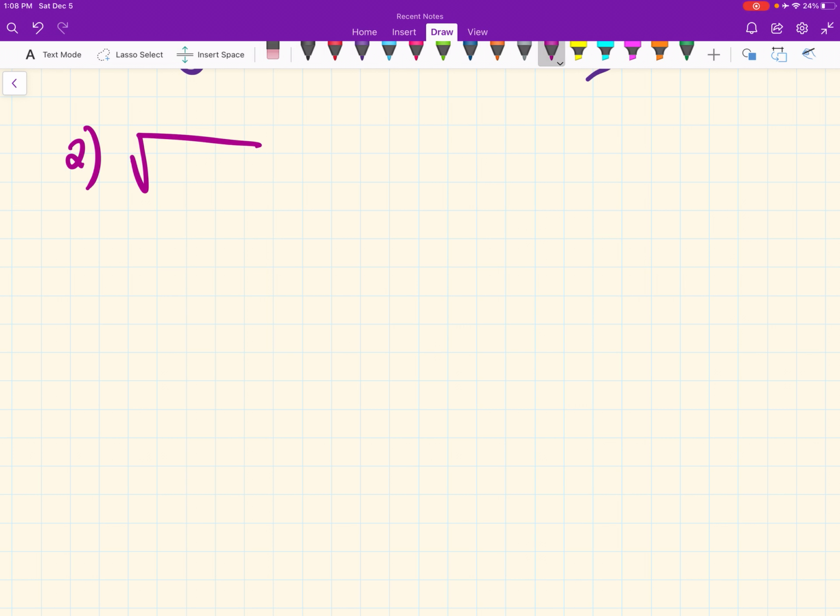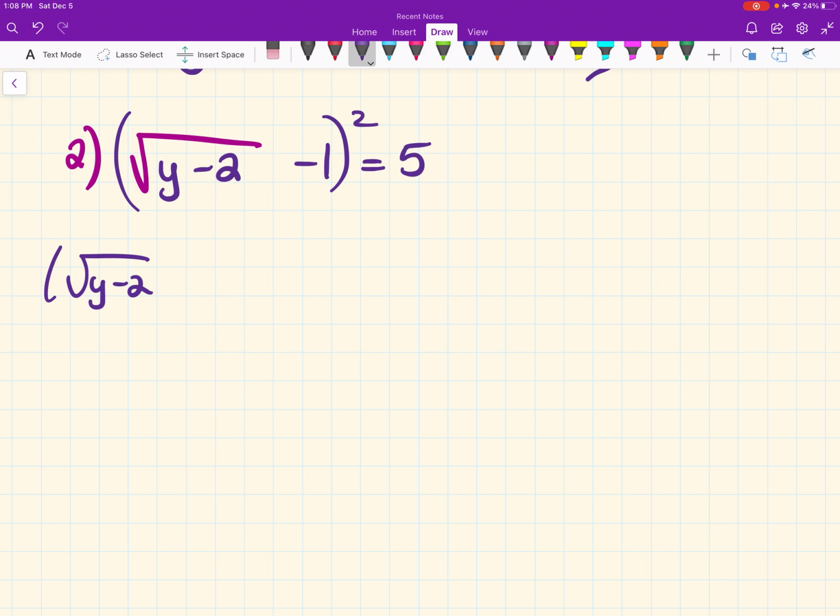All right, let's go to number 2. The square root of y minus 2, minus 1 equals 5. This is where I see people try to do this. What this actually means, don't write this down, is that you're doing this. And I don't know why you'd want to do this. It'll work eventually.